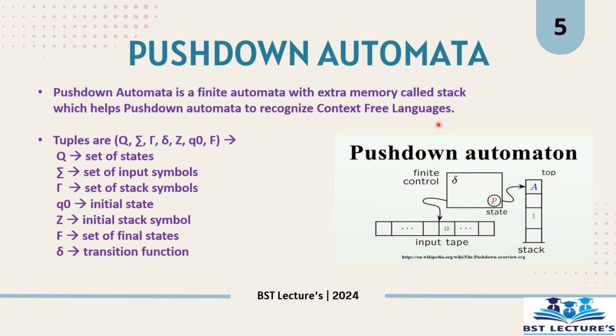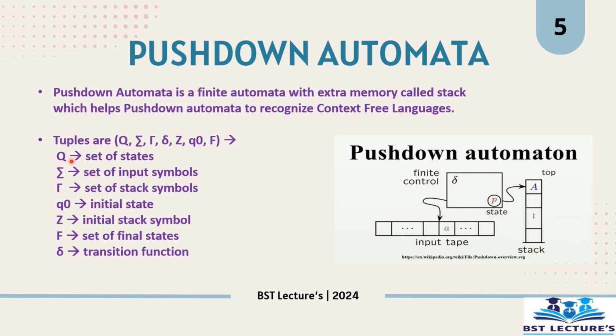We have learned 5-tuple notation in the finite automata. Likewise, we have 7-tuple notation in push down automata. So let's see the 7-tuple notation here. I'm just explaining it briefly, and in the further videos you will get deeper into this push down automata.